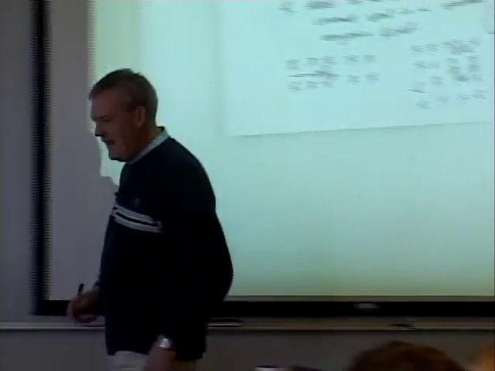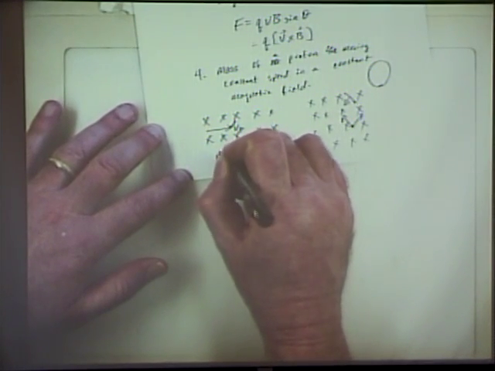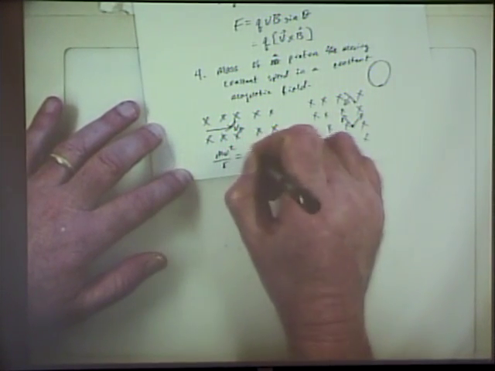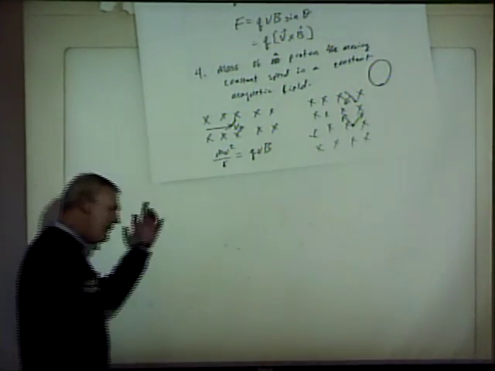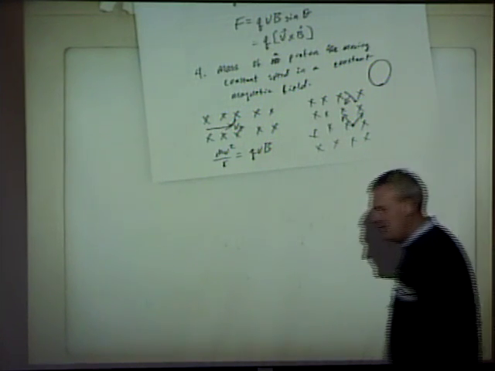All right, now then. Okay, here we go. mv squared over r equals qvb. Now, find out what m is. Do a little algebra. Get your mind right. Let's do a little bit of algebra here. So mv squared over r equals qvb.